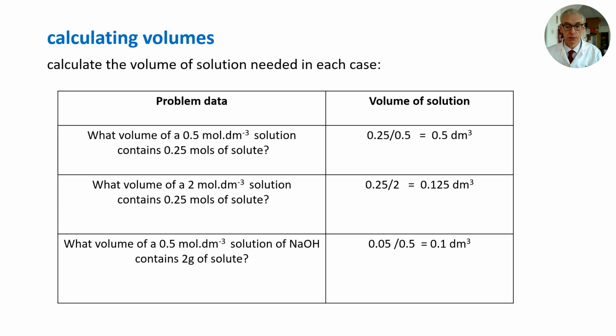The final problem, we need to work out the number of moles. 2 grams of sodium hydroxide is 2 divided by 40, that's 0.05 moles. So my number of moles is 0.05. Concentration is 0.5, so that comes out as 0.1 decimeter cubed, or 100 centimeters cubed.